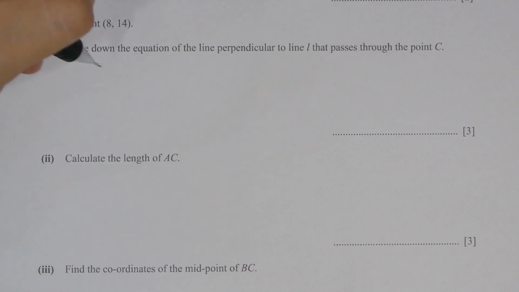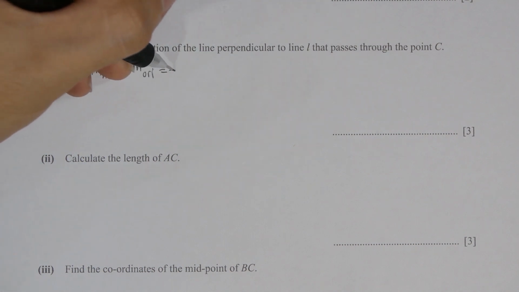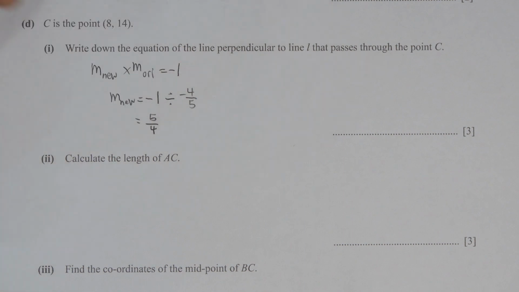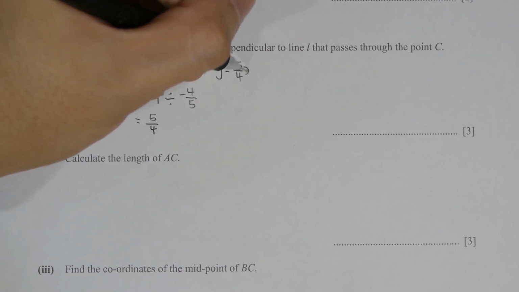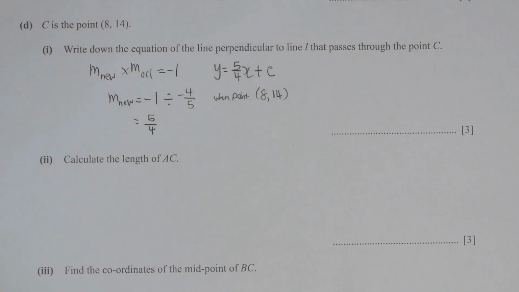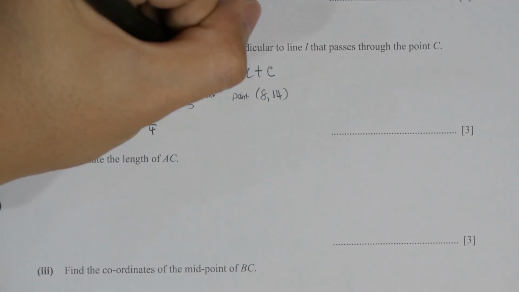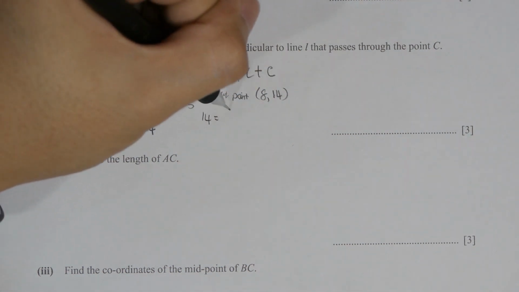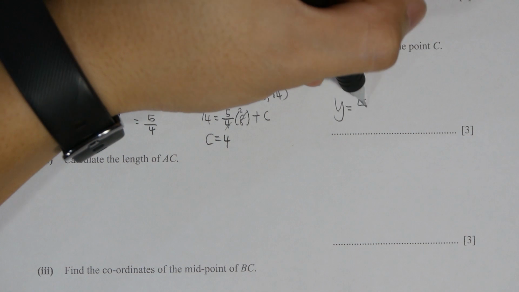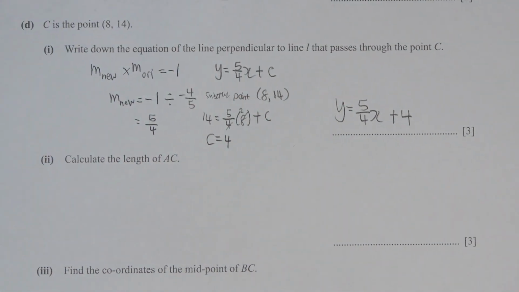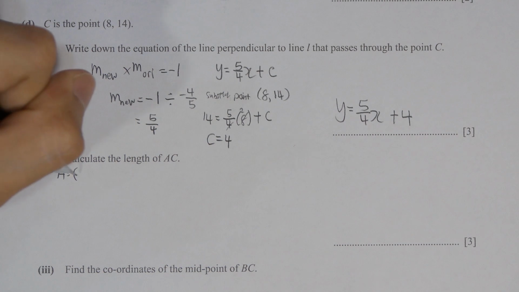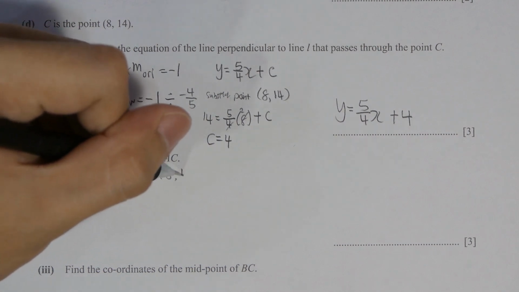Whereas for part D, C is the point (8, 14). Write down the equation of the perpendicular line that passes through point C. So our original line's gradient times the new perpendicular line's gradient will be -1. This is a formula that you need to memorize. So our new line's gradient will now be 5 over 4. So we have a formula of y equals 5 over 4 x plus c. For you to identify c, you need to substitute the 8 and 14 into x and y. After the calculation, your c's value will be 4. Hence, your equation now will be y equals 5 over 4 x plus 4.